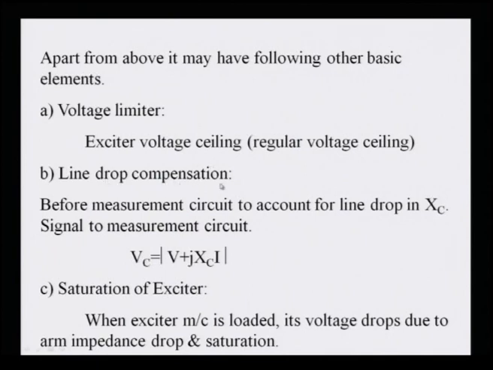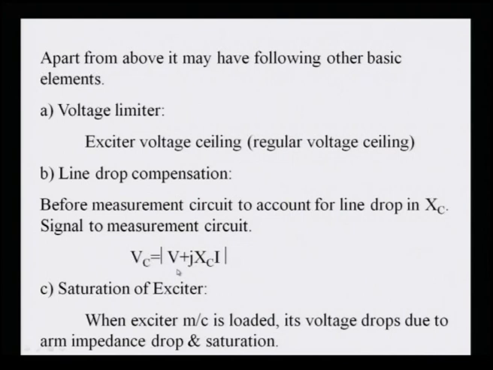Another is the line drop compensation. We give another auxiliary signal in your excitation. We will see where this signal is going in the other slides. It is used before the measurement circuit to account for the drop in the line, that is, the XC drop, and that signal goes there. So, you can say this is a signal to the measurement circuit before that. Here it is not just the voltage, it is the voltage plus XC times the current flowing there.